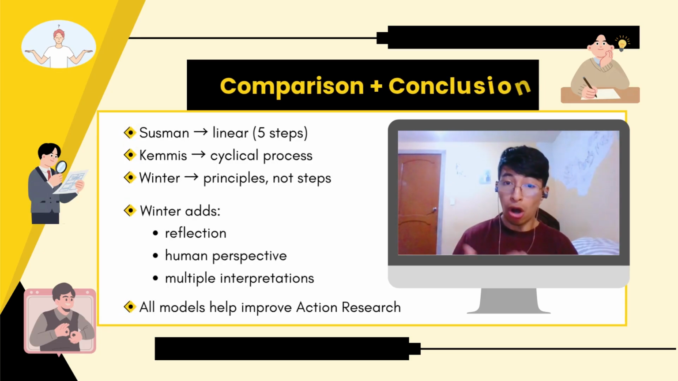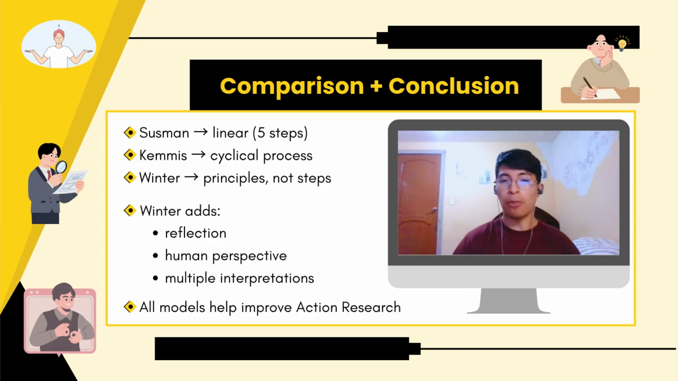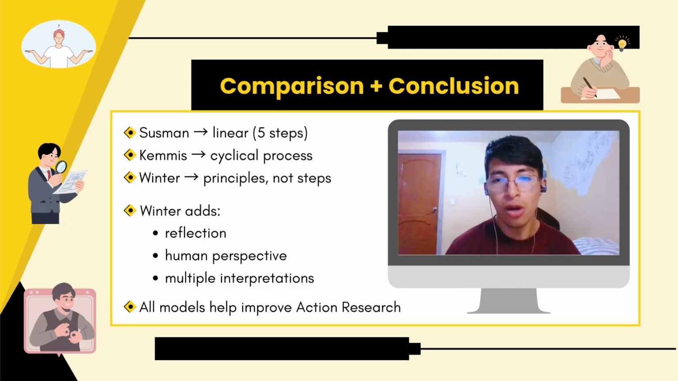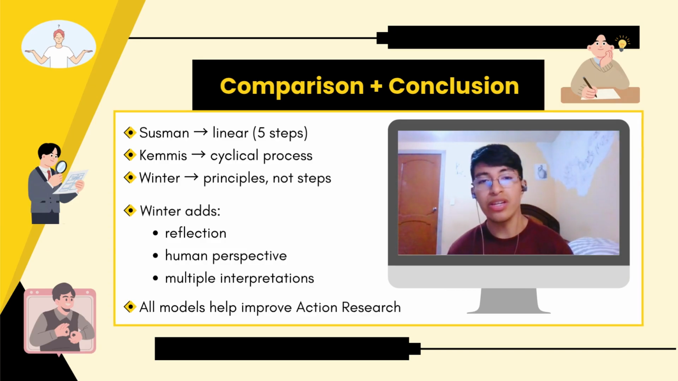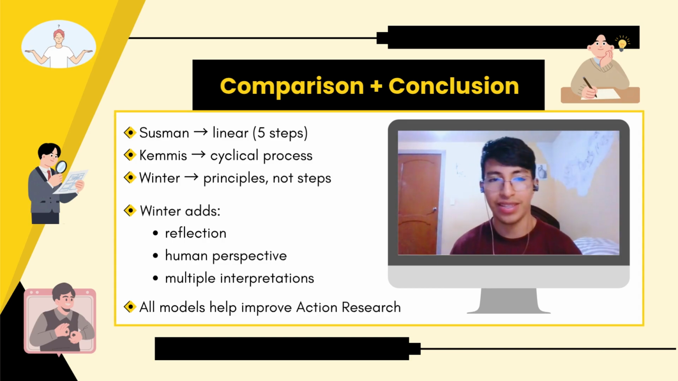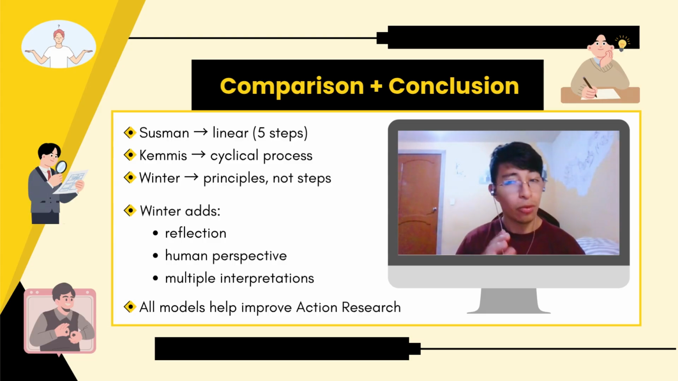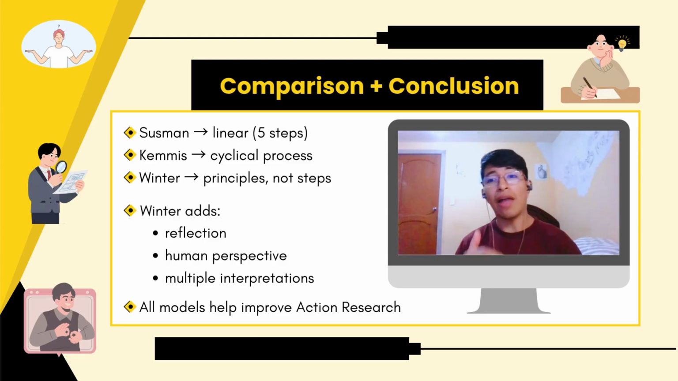Now, compared with other models, Sussman's model is linear and structured with 5 steps. Kemmis proposes a cyclical model, which is more flexible and continuous. In contrast, Winter focuses on principles, not steps, and gives more importance to reflection and human experience. In conclusion, all models are important, but Winter adds a deeper and more human perspective to action research.